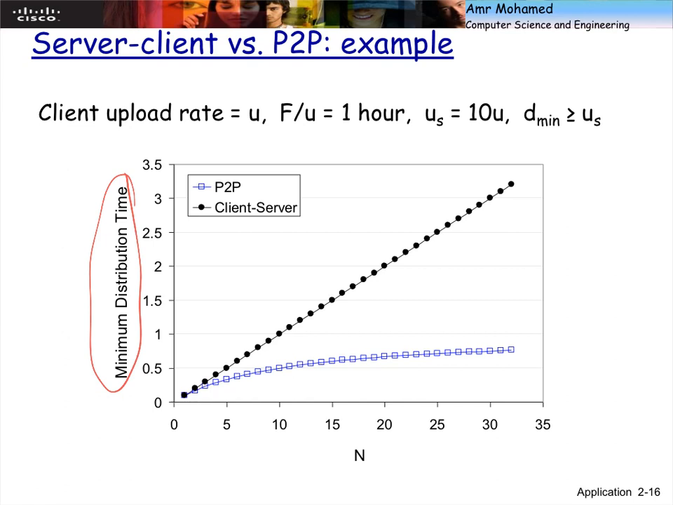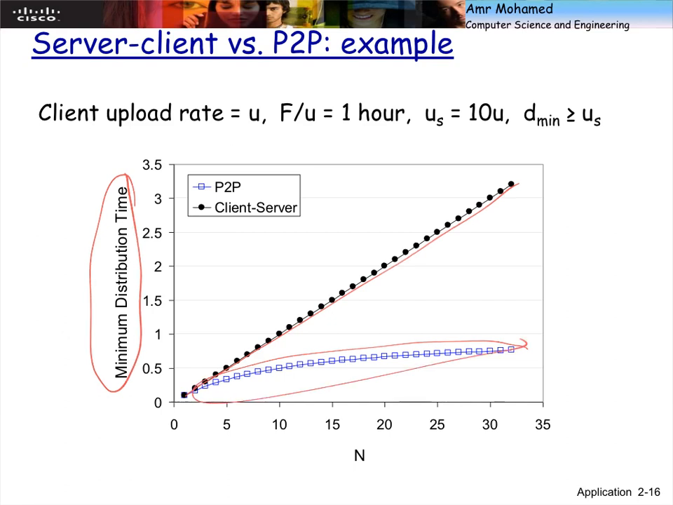Therefore, the distribution time is the minimum distribution time. And it's formulated in the maximum term, which means that the maximum of these quantities will represent the minimum or lower bound on the distribution time. So it's clearly linear in the case of client-server, which is O of n, basically. It's O of n.